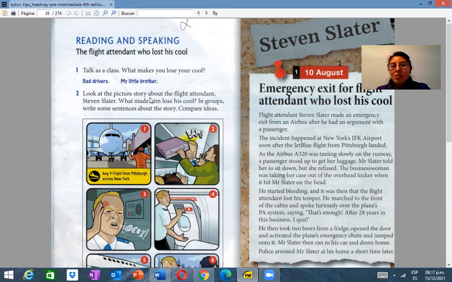What's your answer, everybody? Talking about what makes you lose your cool. Here we have some examples, right? Maybe, oh yes, our little brothers or our little sisters. Another example, another idea. What makes you lose your cool? Do you understand? This question is like, ¿qué les hace perder la calma? That's the meaning of this question. Come on, I want to know. Nothing?